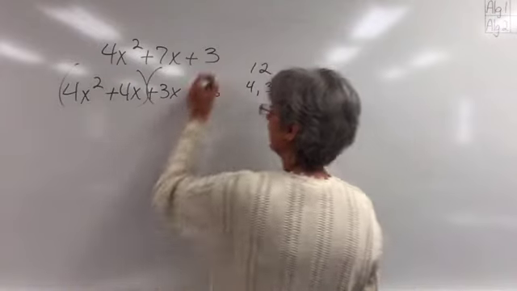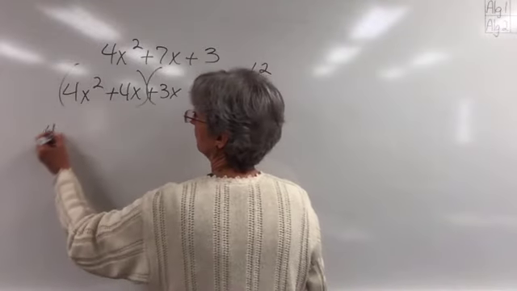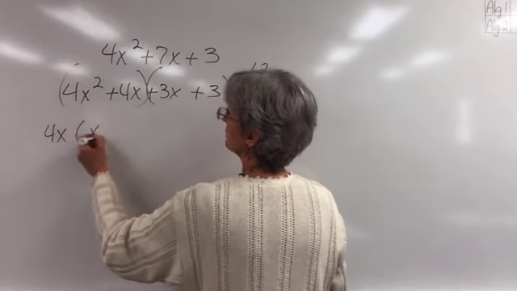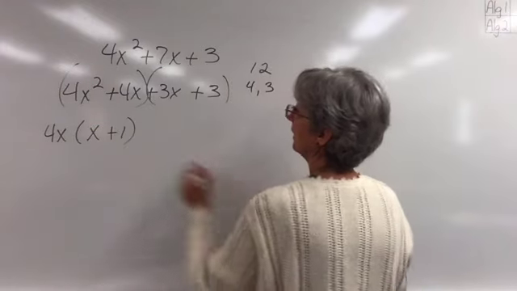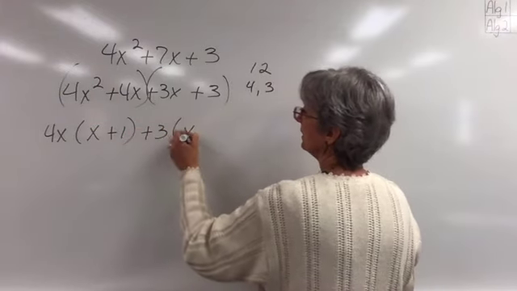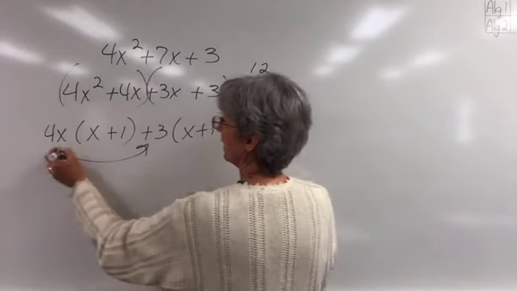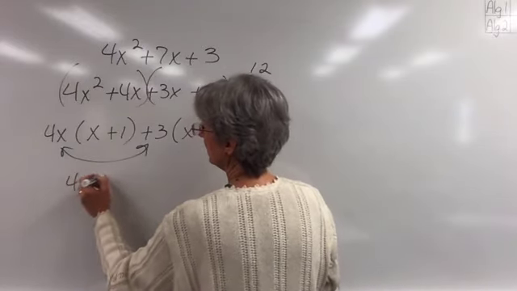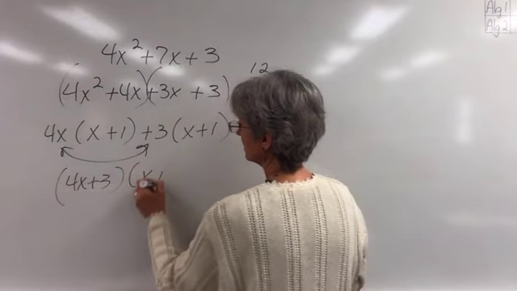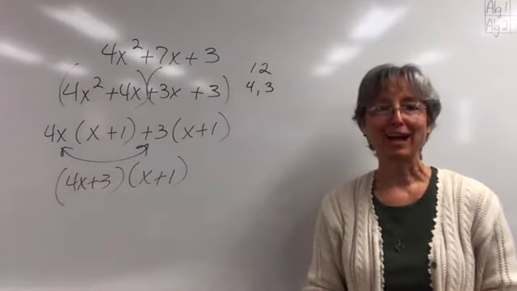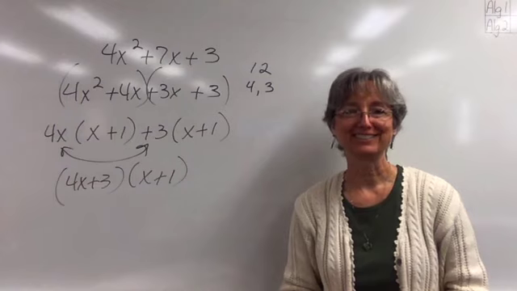Okay, now I'm going to factor by grouping. I can pull out a 4x here, and that leaves me with x plus 1. And I can pull out a 3 here, and that leaves me with x plus 1. So that means I have 4x plus 3 times x plus 1. How did you do? I hope you did well.